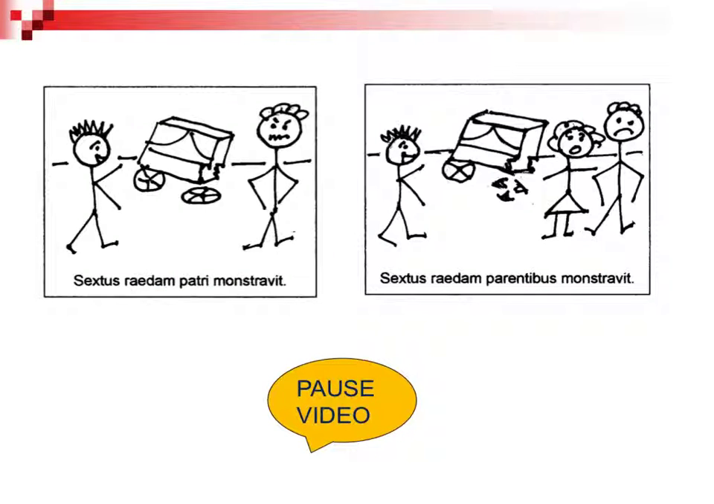Alright, again, underline the words that are in the dative case and translate. Pause the video now. Alright, so Sextus monstravit showed the carriage, patri is our dative, to his father. Sextus showed the carriage to his parents, matri et patri.